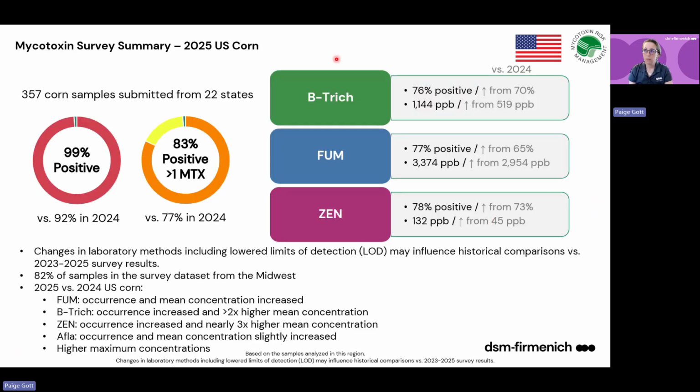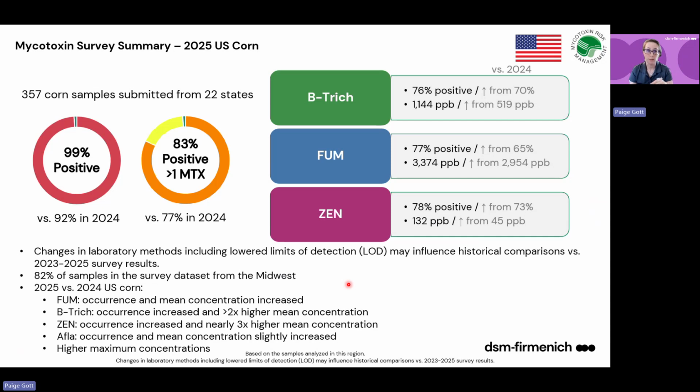In summary, I'm not going to read over all of this because we just talked through it, and you can read the graph or the charts yourself, but our 2025 US corn data set is represented by 357 corn grain samples submitted from 22 states. 99% of the samples were positive for some type of mycotoxin, and again, 83% of them were positive for more than one category of mycotoxin. In general, we are seeing higher occurrence or percent positive for most of the main mycotoxins in our 2025 data set when we compare to 2024.